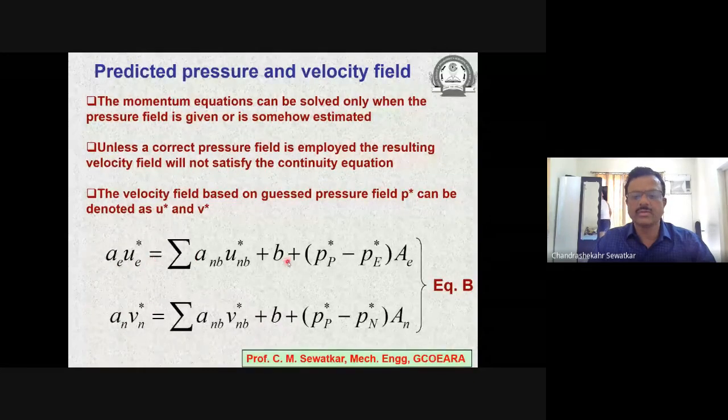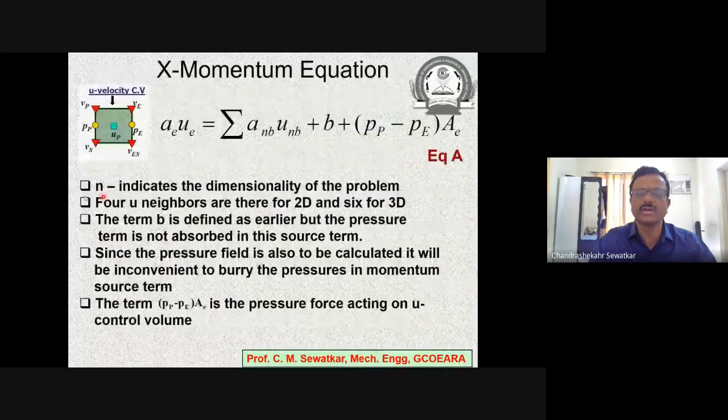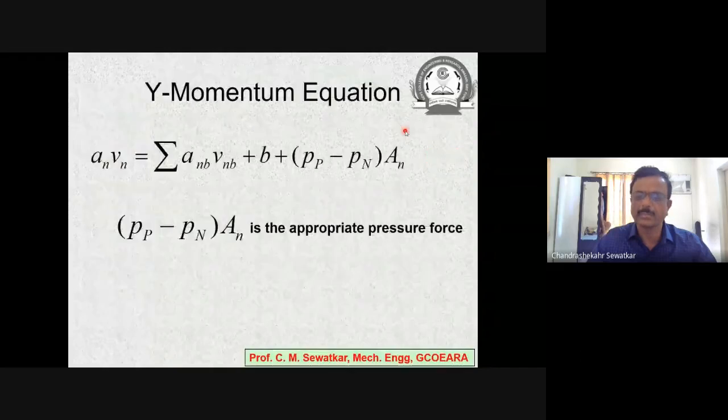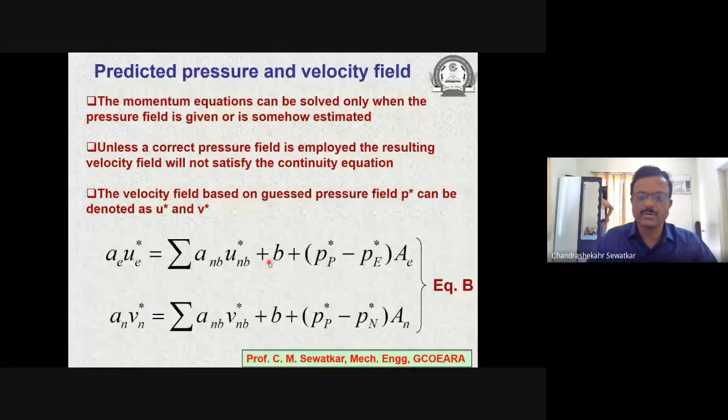This is the X momentum equation, this is the Y momentum equation. Let's assume that this is my equation B. Let's assume that the earlier equation which I had written is equation A. This is also A. This is A for Y momentum, this is A for X momentum. This is B for X momentum, this is B for Y momentum.